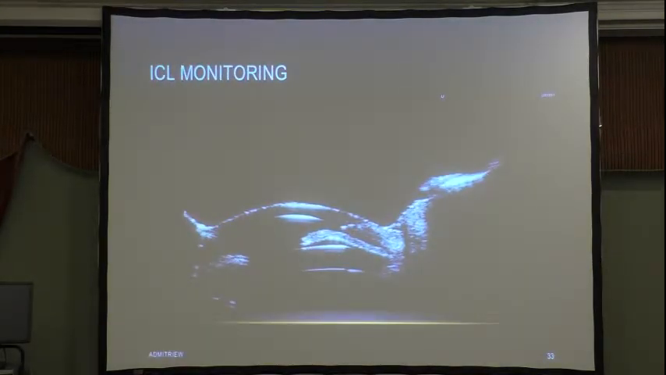ICL monitoring, especially in patients who have complications after ICL implantation, is another indication.